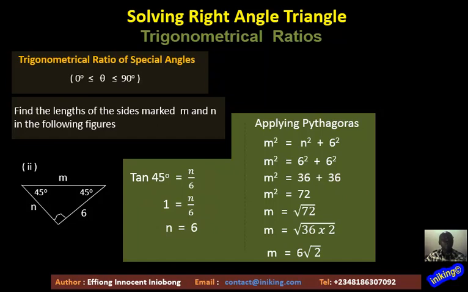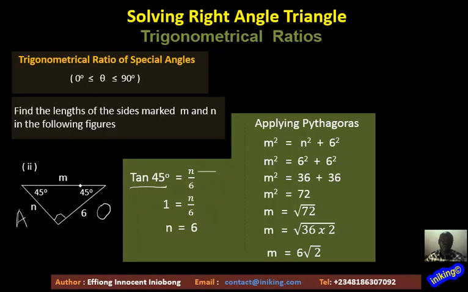Now, if you can see what we've done here, we looked for N first. Remember that this is the opposite, and this is the adjacent. So this is solving for N. I would say tan 45 is what? Opposite, N, all over adjacent.